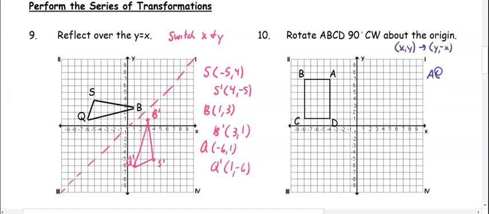So for A, the current coordinate is (-4, 7). So when we switch the order and make the x now a positive number, it's going to be at (7, 4), which is in the first quadrant. B is at (-8, 7). So B prime is going to be at (7, 8).